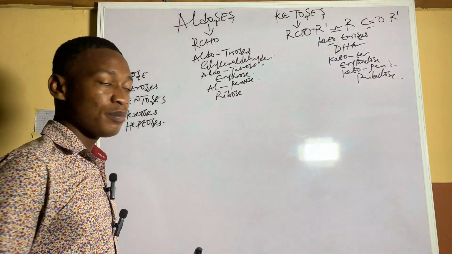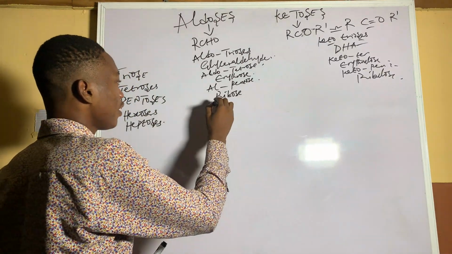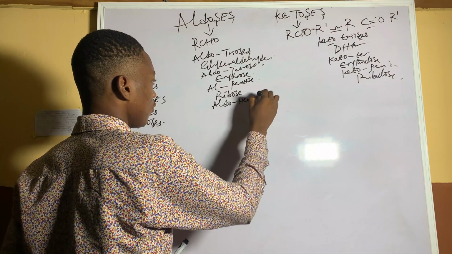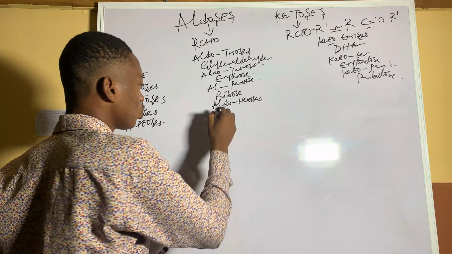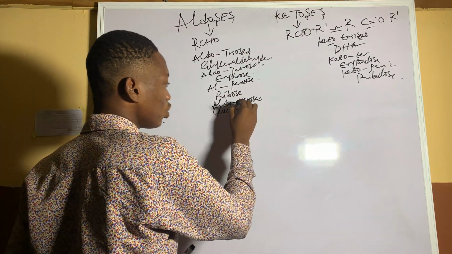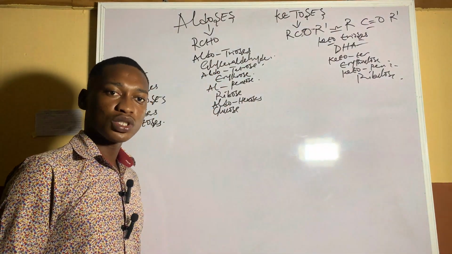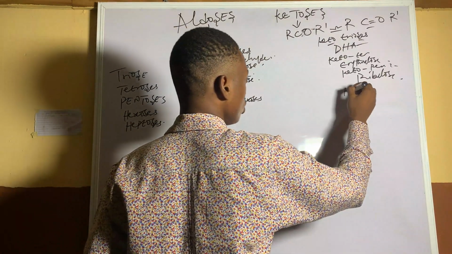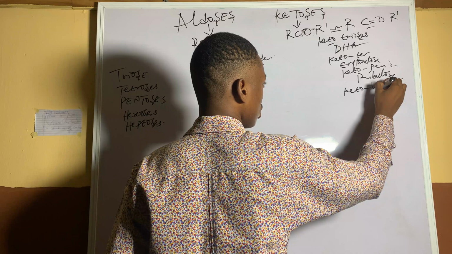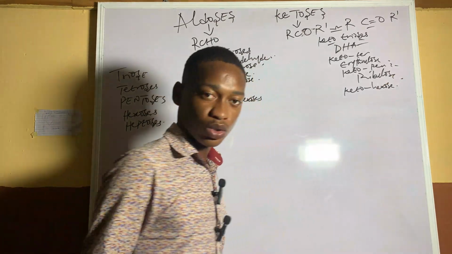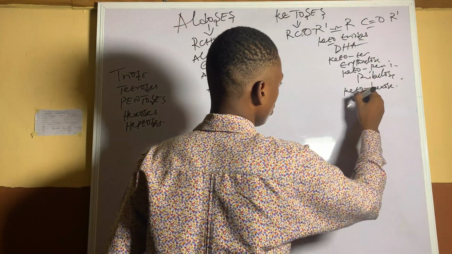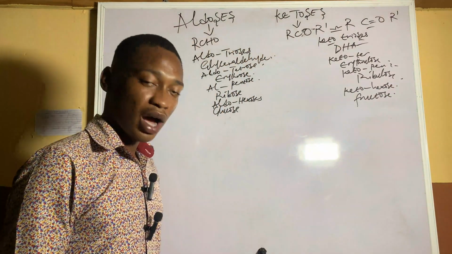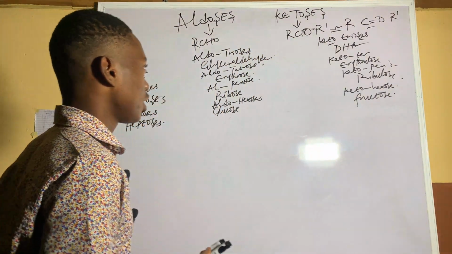Now, under hexoses, we have aldohexoses. For my aldohexoses, I have examples: glucose, galactose, and mannose. They are all examples of aldohexoses. If I come to ketohexoses, under ketohexoses I have something like fructose. Now, these are aldoses and ketoses.